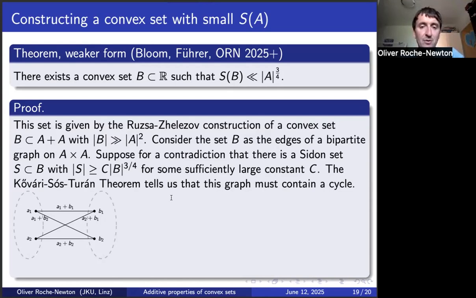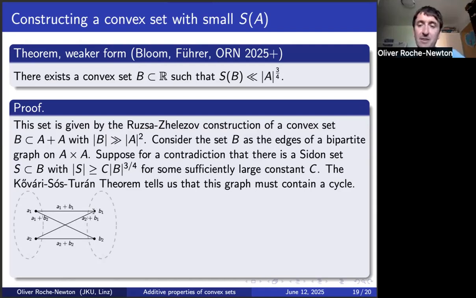And then suppose that there is a large Sidon subset inside this B. So that means a large set of edges, S, in this graph. Large means bigger than about b to the 3/4. So there's a weaker exponent 3/4 here. And the contradiction is going to be because this set S is quite dense, we have some graph theory which tells us that with so many edges in a bipartite graph, we have the Roche-Newton theorem telling us that there must be a cycle of length 4.